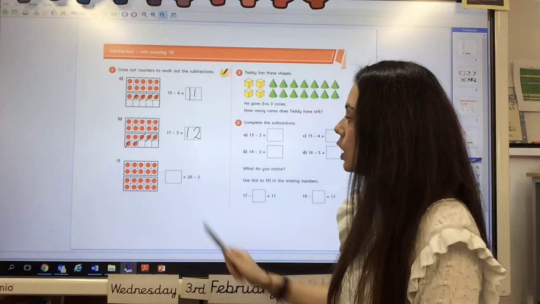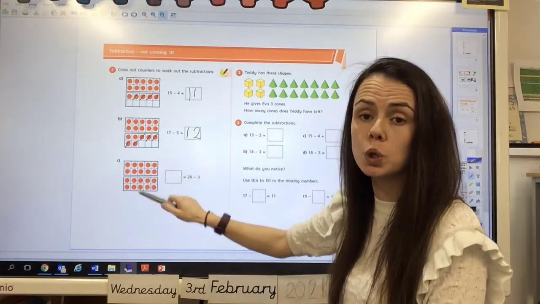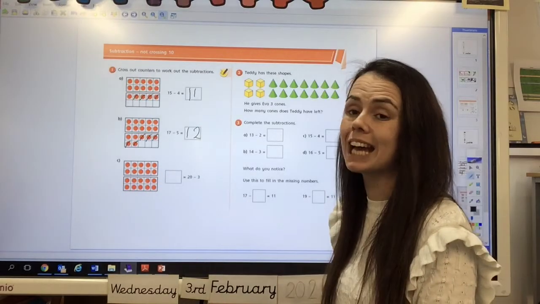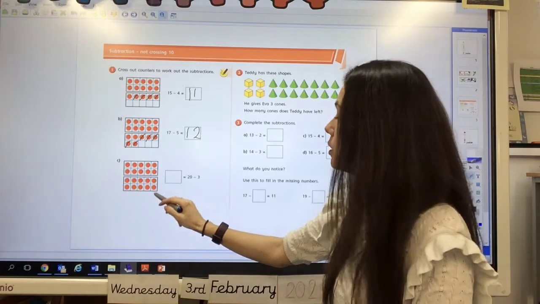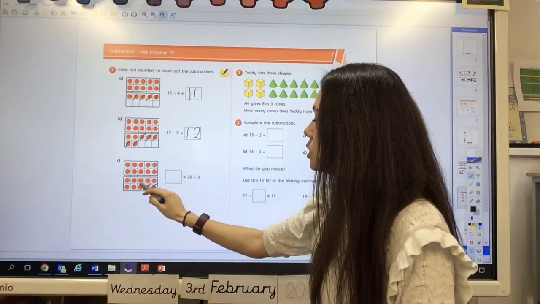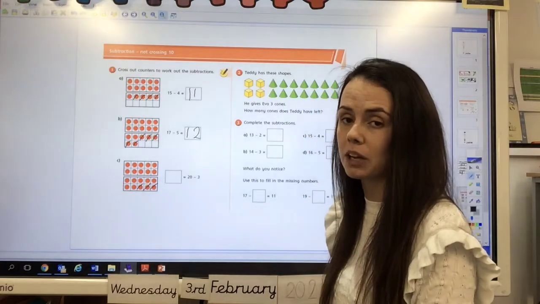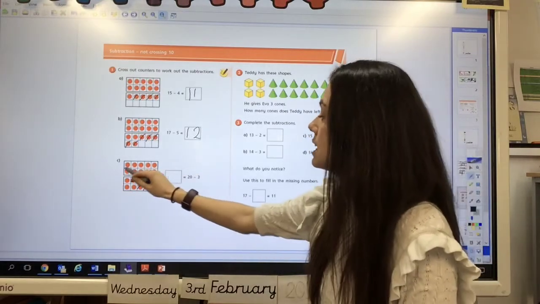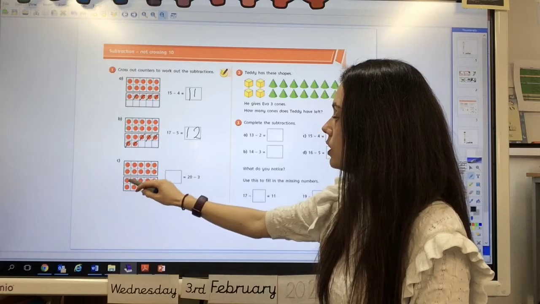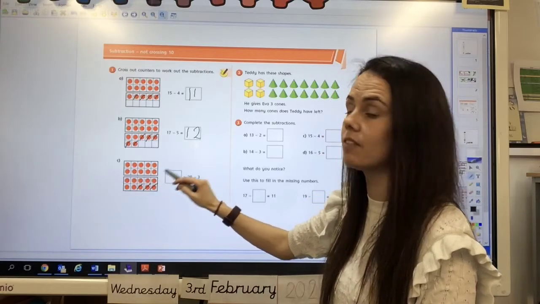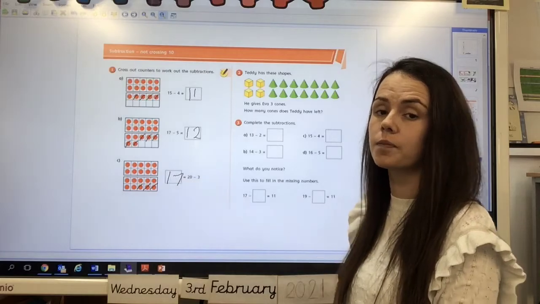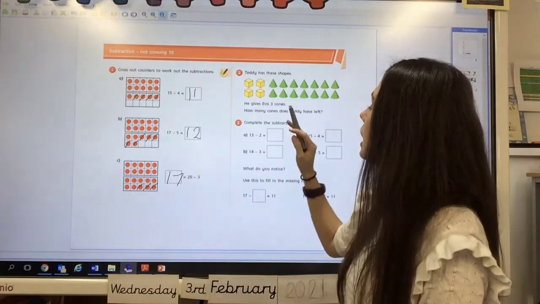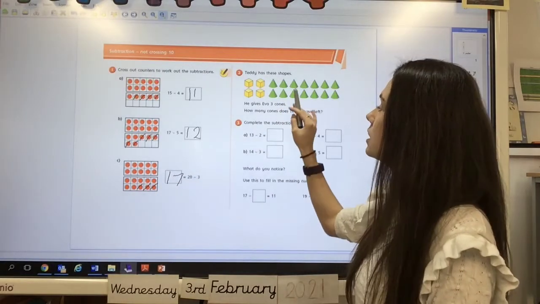Down here, we've got 20, 2 complete 10 frames, and we're taking away 3. Now, we're still starting at the bottom, although they're 2 complete 10 frames. 1, 2, 3. How many have we got left? 1 10 and 1, 2, 3, 4, 5, 6, 7. 1 10 and 7. There. Fantastic work.